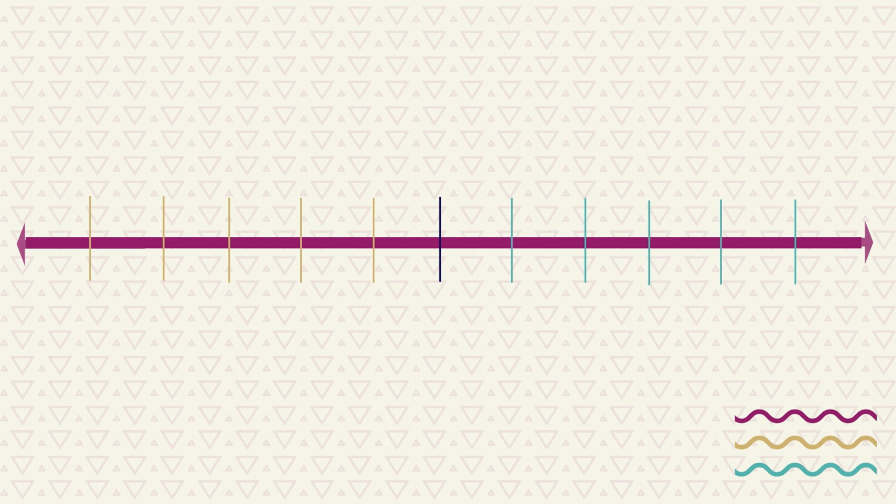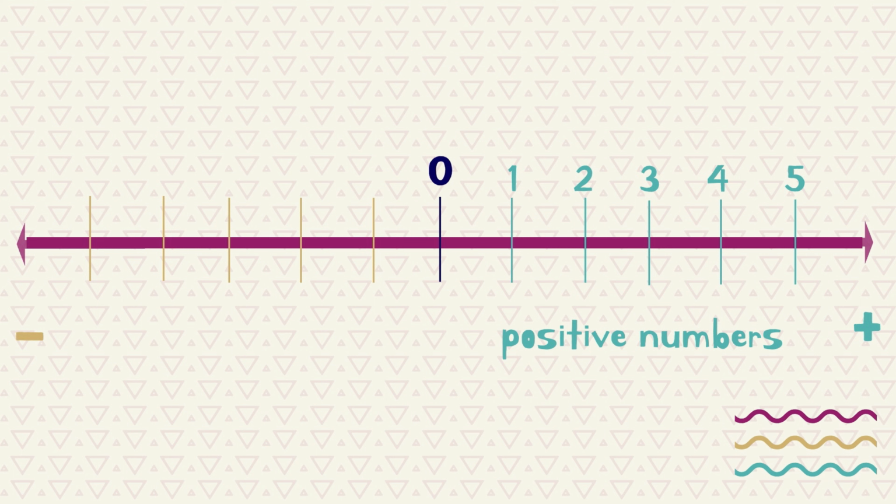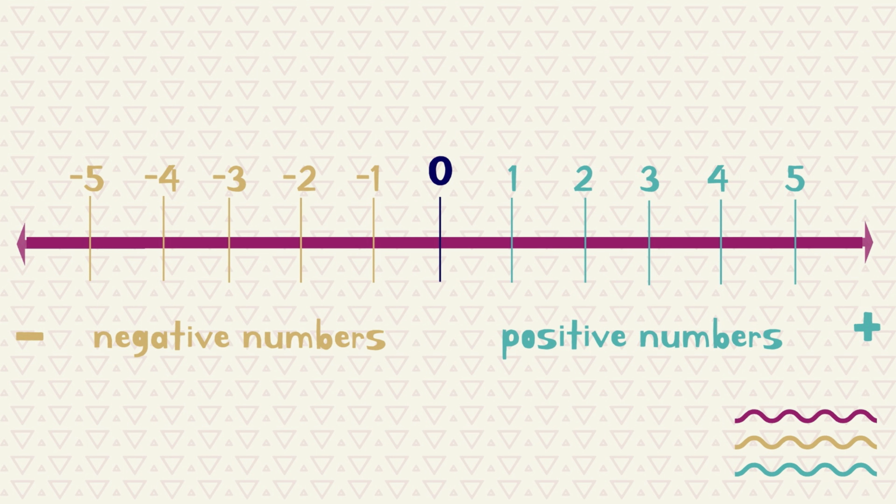Here we have a number line. Positive numbers are numbers greater than 0. Negative numbers are numbers that are less than 0. Negative numbers will be preceded by a minus sign, whereas positive numbers won't always show the plus sign. So, if a number has no sign before it, it is a positive number.